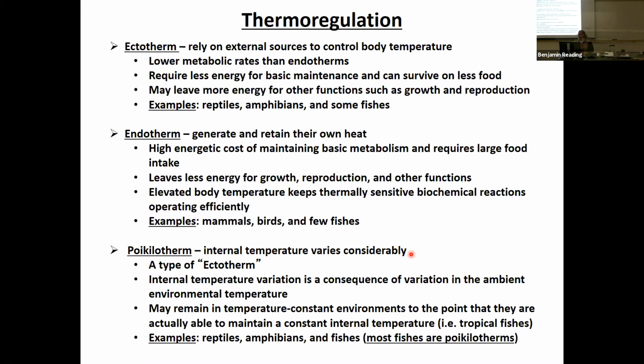A largemouth bass in Lake Jordan during the summertime has got a much warmer body temperature than a largemouth bass in Lake Jordan in January. Okay, so their body temperature varies considerably throughout the year. This is a consequence then of the natural ambient temperature. So they may remain in temperature-constant environments, for instance, tropical fishes or the Arctic fishes, but most of these vary considerably. So examples here are reptiles, amphibians, and fishes, and I would say most fishes are poikilothermic ectotherms.